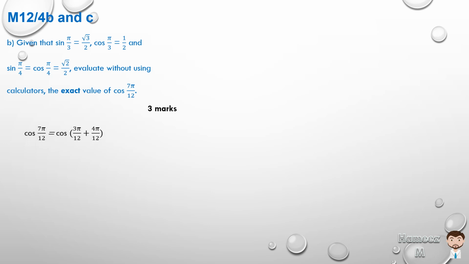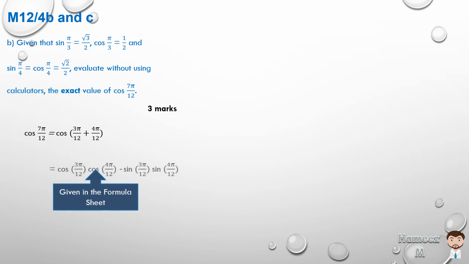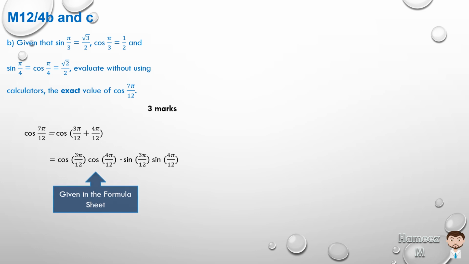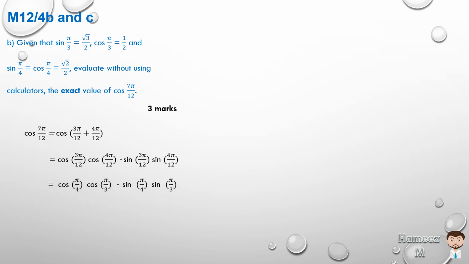Cos 7 pi on 12 can be broken up into cos of 3 pi on 12 plus 4 pi on 12. And the compound angle rule for cos A plus B is equal to cos A cos B minus sin A sin B. So we can apply that here. So that's going to give us cos 3 pi on 12, cos 4 pi on 12, minus sin 3 pi on 12, sin 4 pi on 12. So we can simplify. So that will give us cos 3 pi on 12 is cos pi on 4, 3 into 3, 1, 3 into 12, 4.